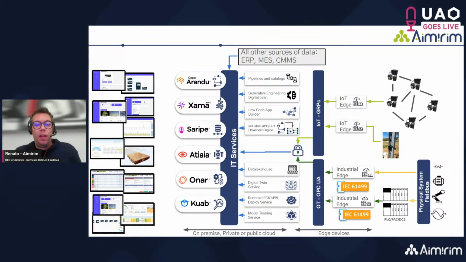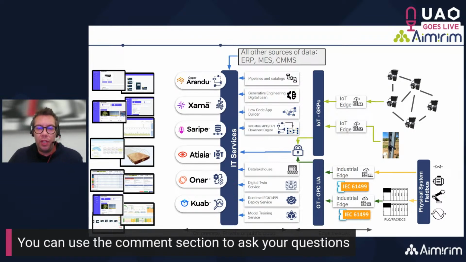Okay, so we have a lot of digital twin, data lake house, industrial advanced process control, real-time optimization, which brings a modern concept of IT into the automation world. Then here you can see the name of our products, that is Quab, Onar, Atiaia, Saripe, Xamã, and Arandu.